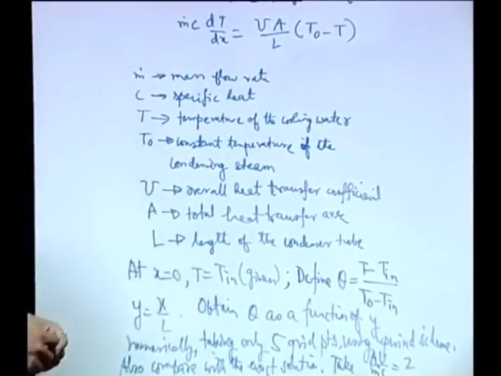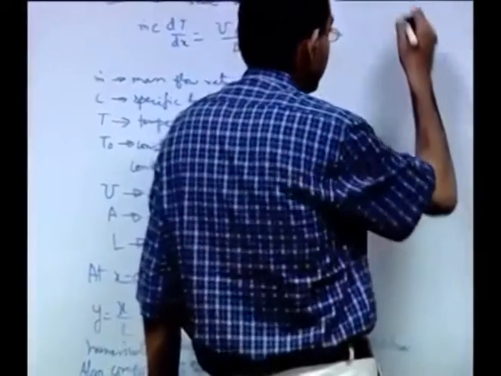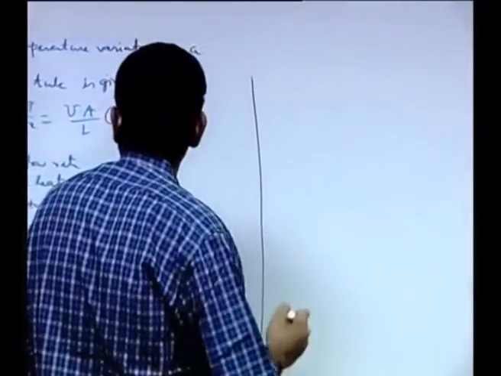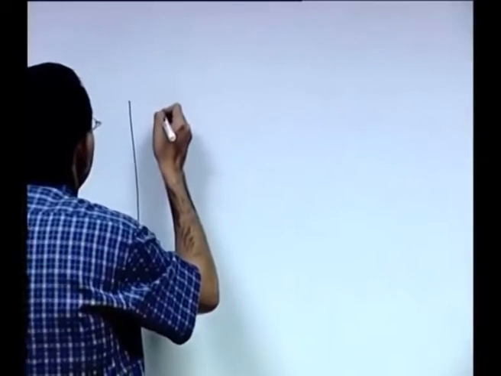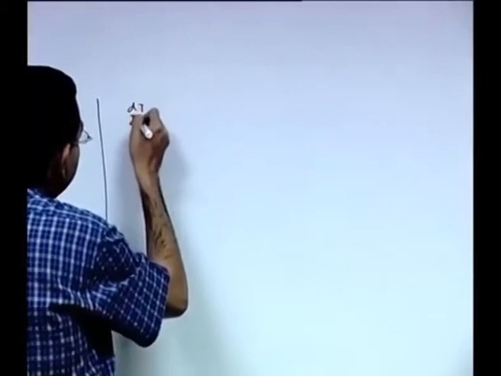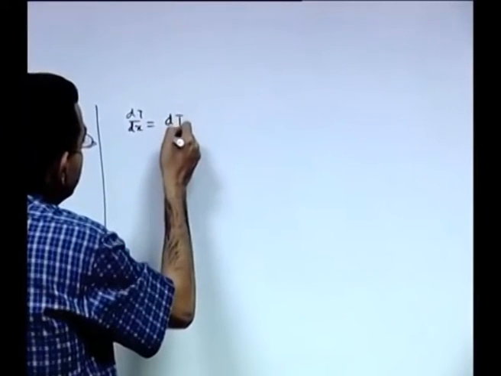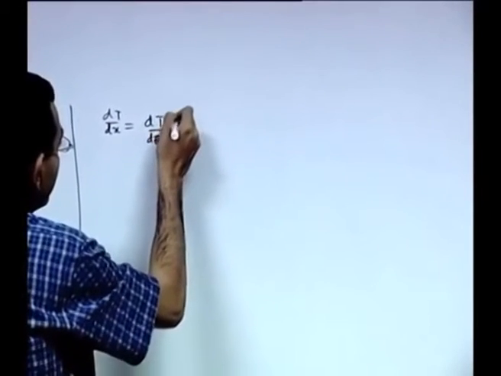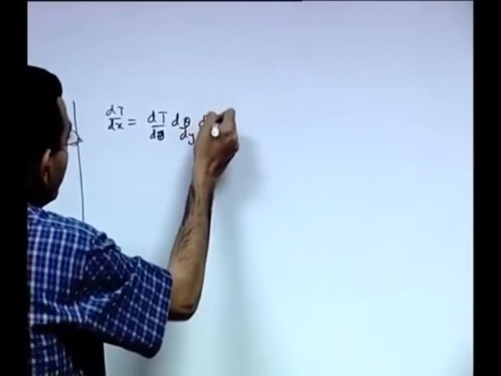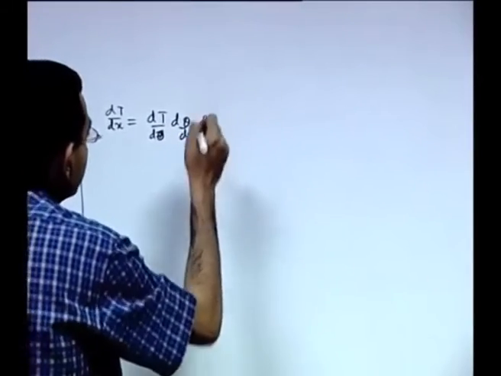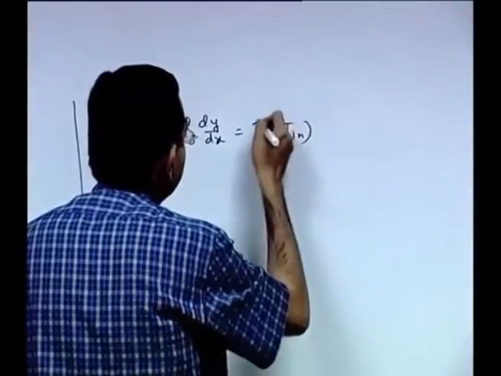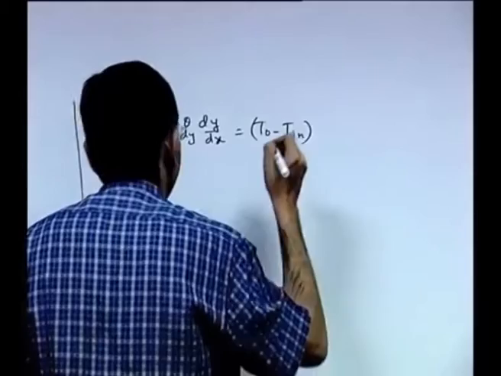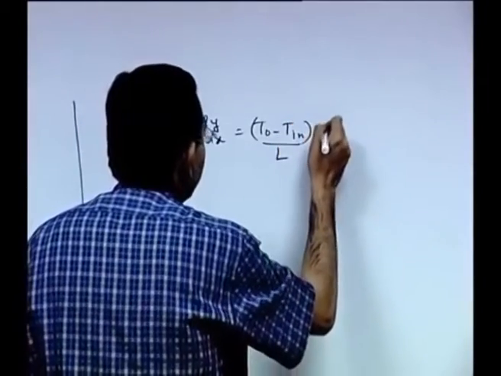So let us try to non-dimensionalize this equation first. First is dT/dx. dT/dx is dT/d theta into dy/dx. So dT/d theta is T0 minus T in, and dy/dx is 1 by L. So dT/dx is (T0 minus T in) by L into d theta/dy.